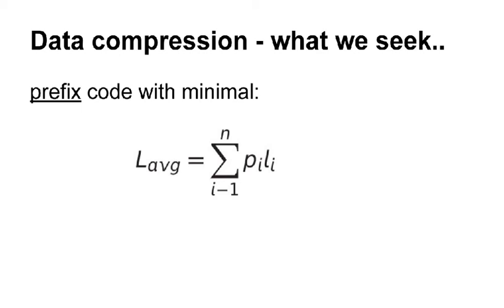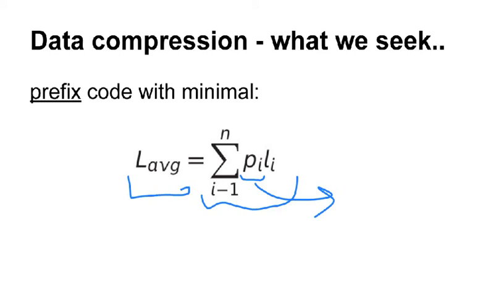We seek a prefix coding system with the minimal average length for the code. This L average means the average length of the codes that we need. It is just a summation, weighted by the probability of each string, so the weights are the probabilities of the strings.